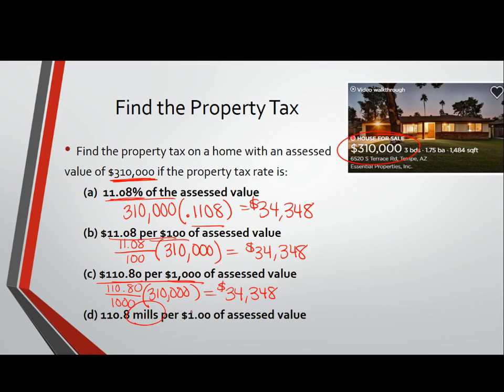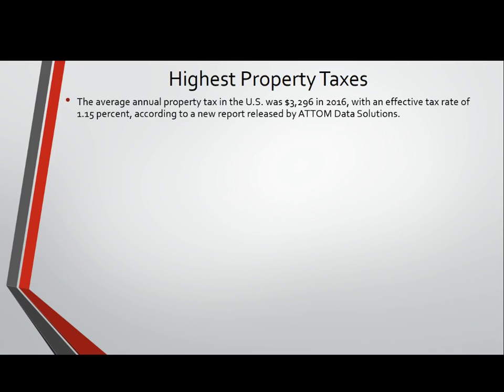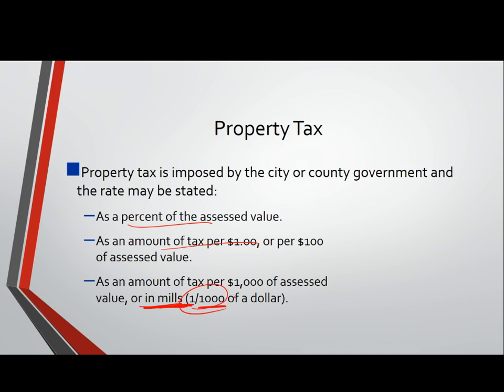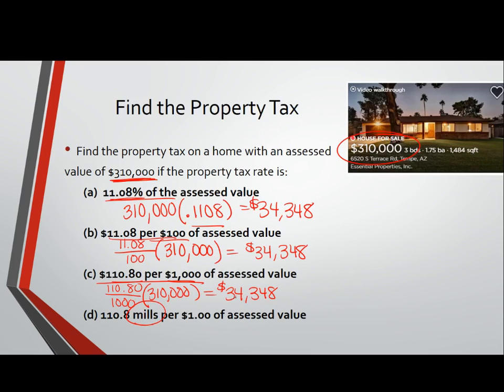Okay, here's that weird word mils. So if you look back to what it meant, it's 1/1000th of a dollar. So basically this is saying per 1,000, right? Because it's 1/1000th of a dollar. So this is basically saying the same thing as the last one. It's 110.8 for every 1,000. And that's going to get multiplied by 310,000. So if it says mils, just take the number and divide by 1,000. Oh, and by the way, you get the same number.